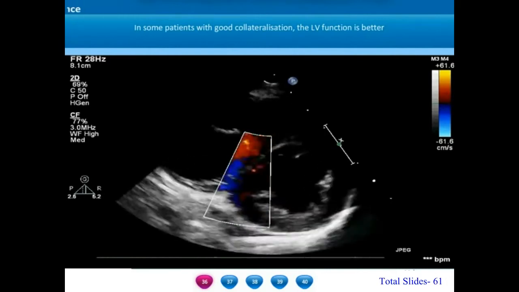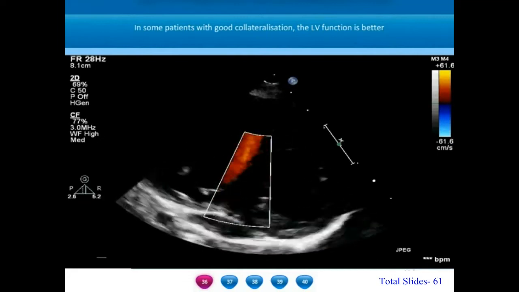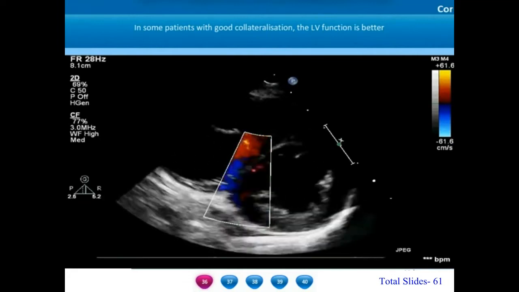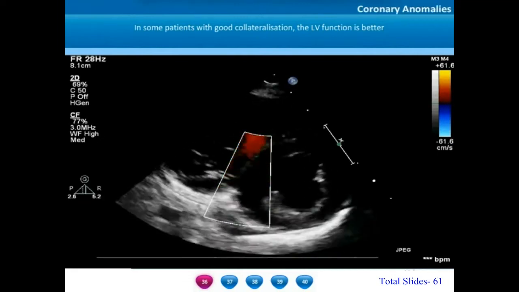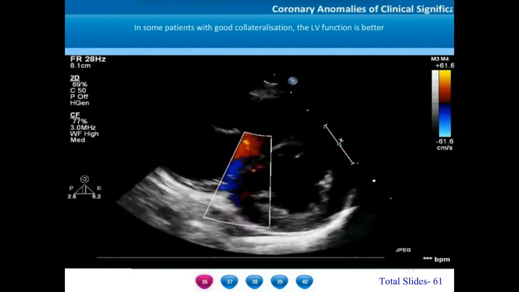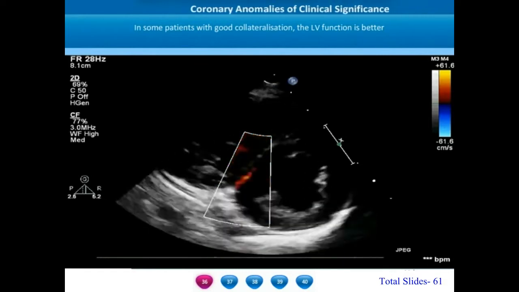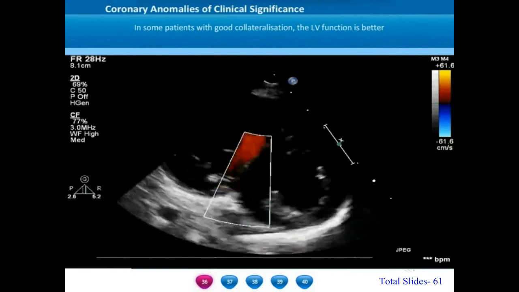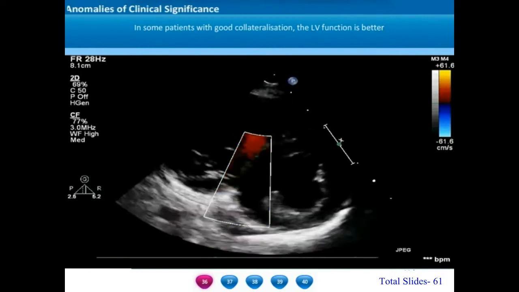In this example, you find that the left ventricle is not dilated, the left ventricular contractility is very good, and there is a good septal collateralization that is seen as a red color through the interventricular septum from the posterior IV groove to the anterior IV groove.